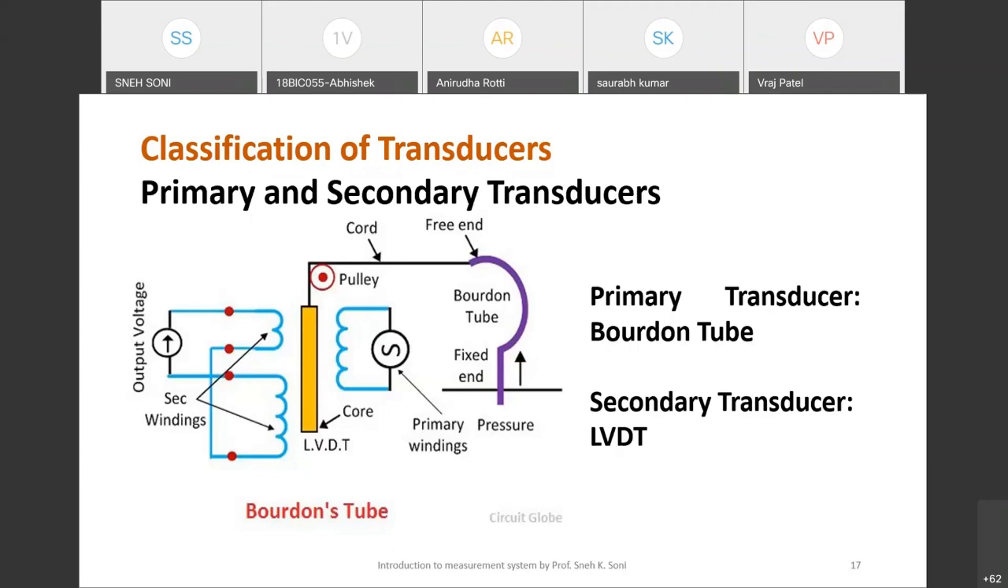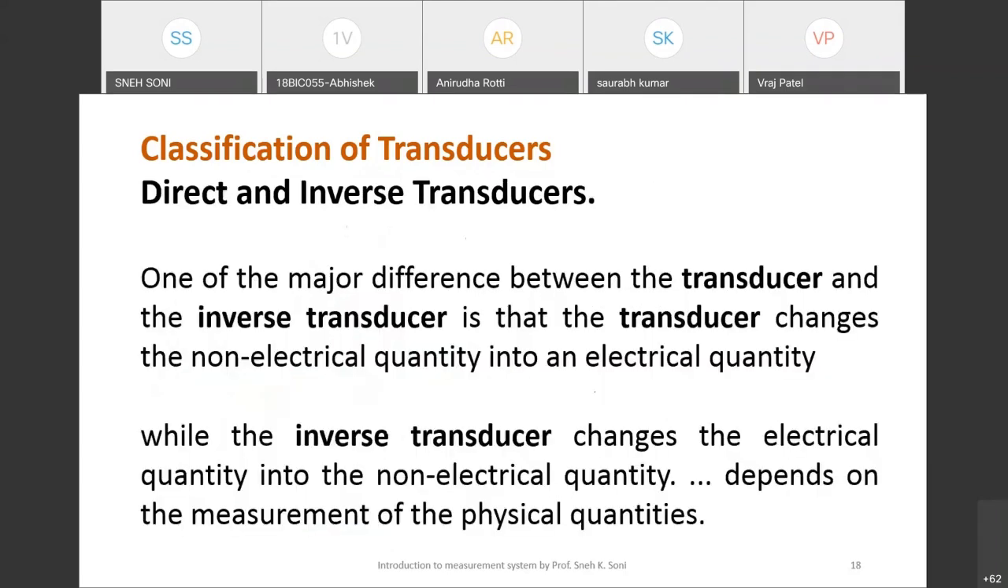Okay, sir. Fine. So after understanding the third category, let's move to the next classification. Now we are discussing direct and inverse transducers. We talked about active and passive. The second category was analog and digital. We talked about primary and secondary. The fourth category is direct and inverse transducer. Now this is also one of the major categories. You can already tell from the name.